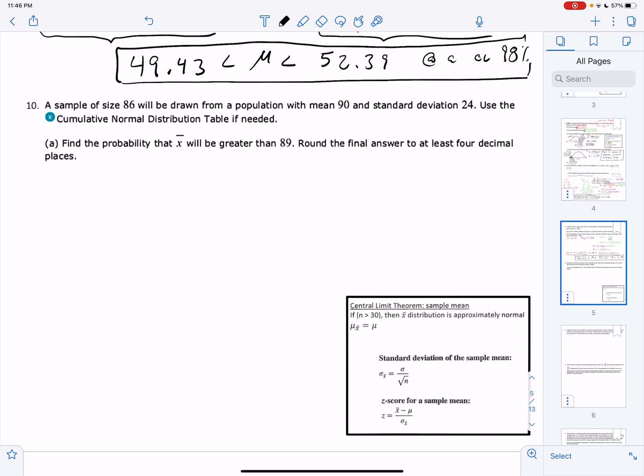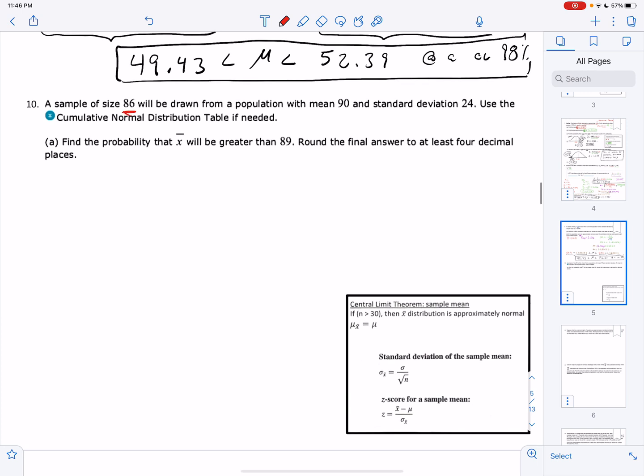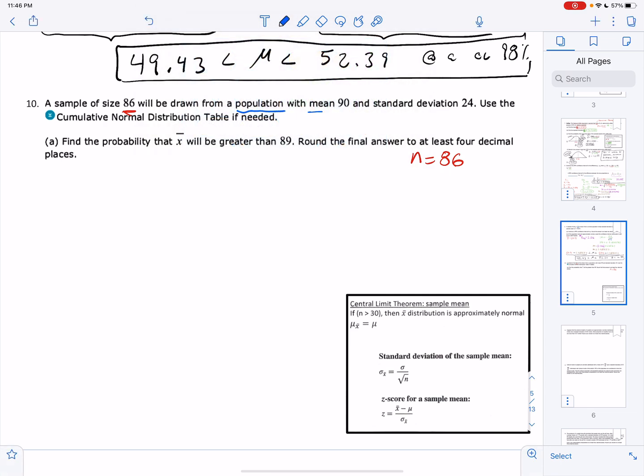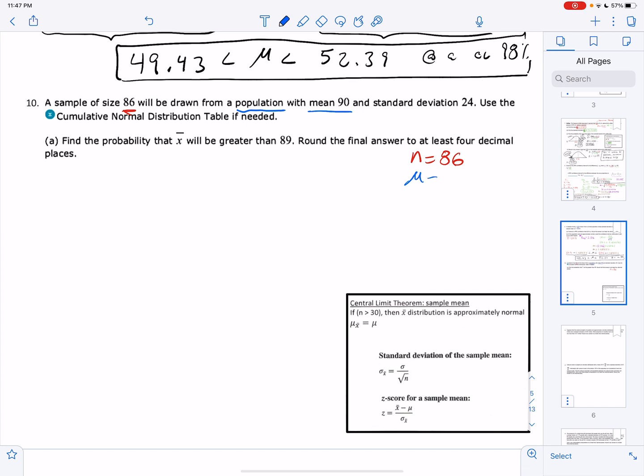Okay, so we really need to properly label our information here. It says a sample size of 86. So let's go ahead and write over here. We know that n, the sample size, is 86. So a sample size of 86 will be drawn from a population. That was a sample, but it's drawn from a population, and that population has a mean of 90. Let's use the proper notation. What's the notation for that? Well, that's a mu. Population mean is 90. And it has a population standard deviation, which is 24.